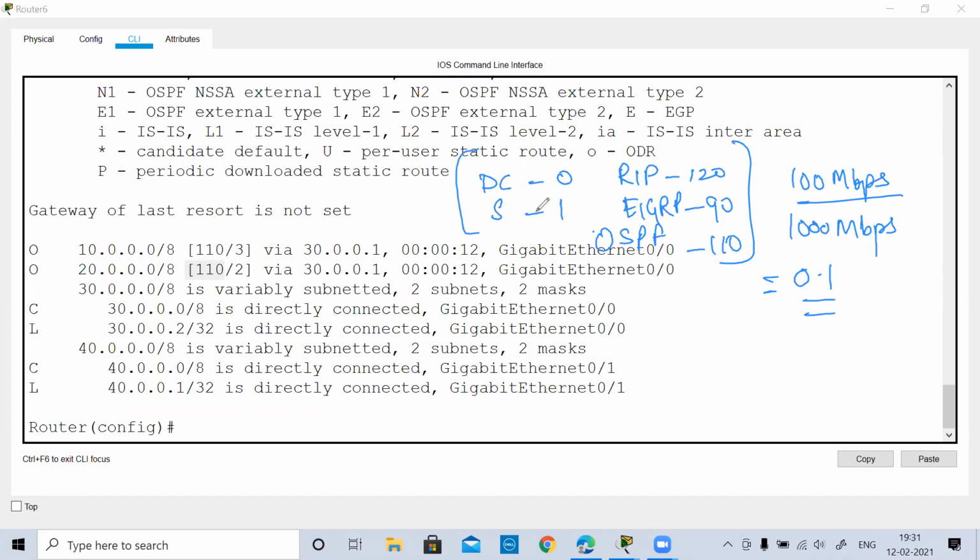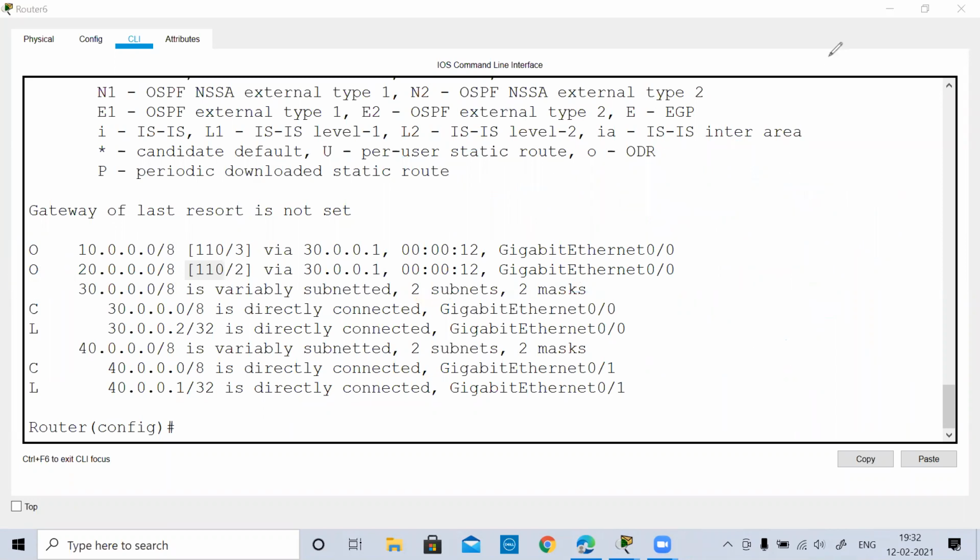This can be asked in your MCQ type of questions, so remember this. The static can be made a floating static by changing the AD value. The lower the AD value, the more trustworthy the path is. AD value tells you how much you can trust that particular path. I hope this information is understood now. O stands for OSPF, and 30 is variably subnetted to 2.